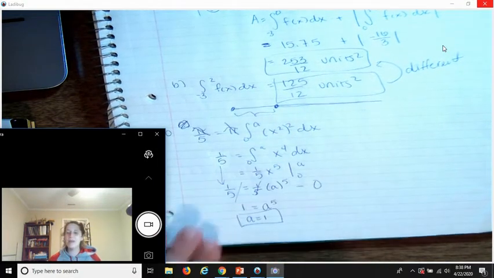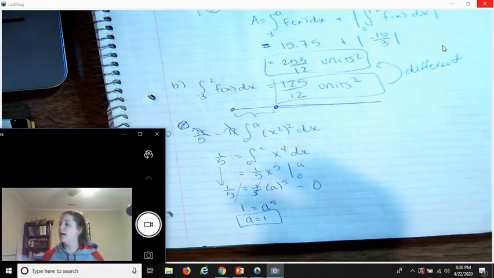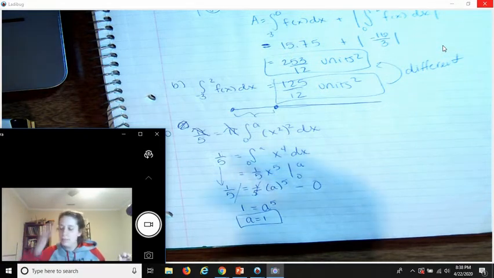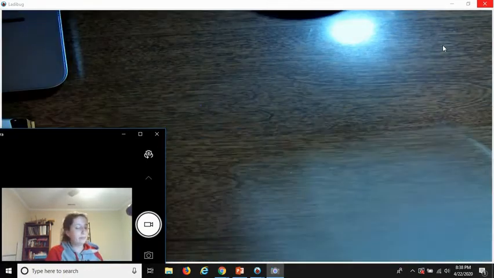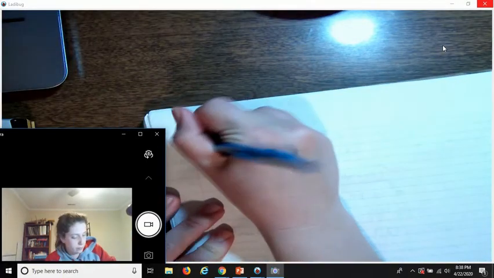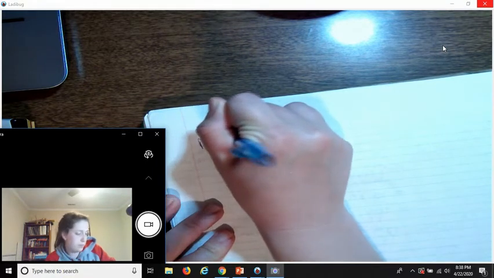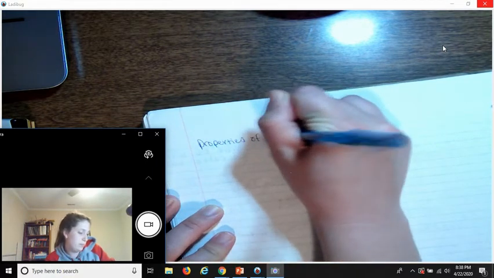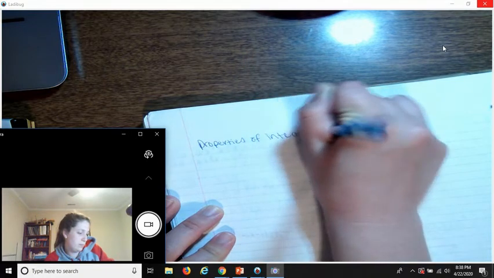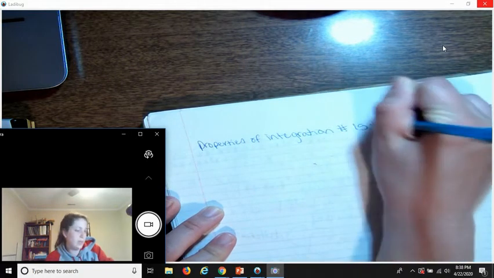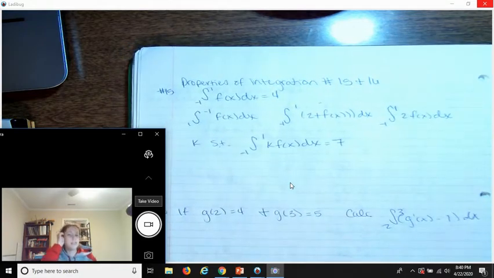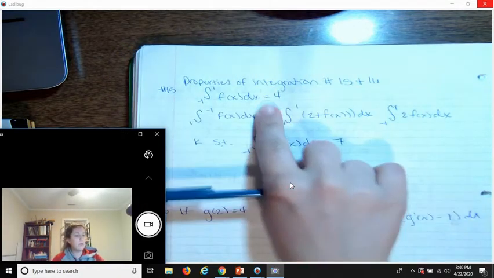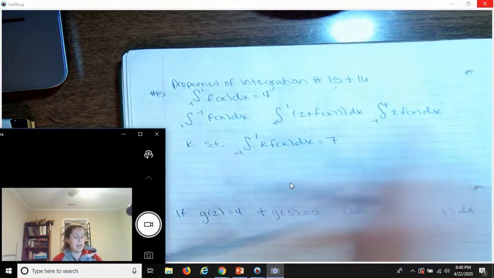Okay. Then there were questions on properties of integration, number 15 and 16. Here we go. Okay. We pull up properties of integration. So I've written everything down now. Now we're good to go. Number 15, it gives us this. It wants us to find these guys and then k.